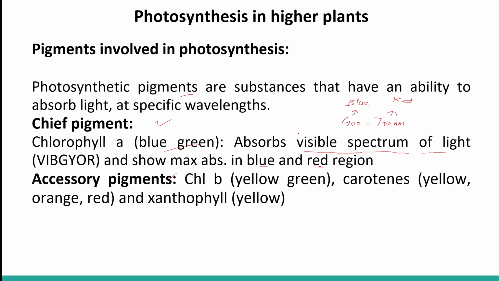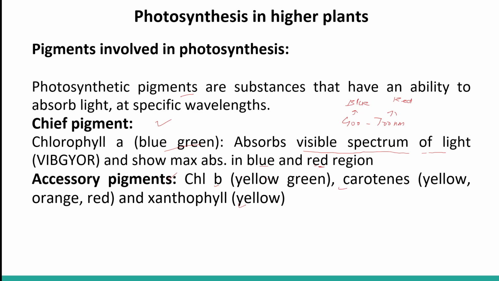And along with this chlorophyll A, which is the major pigment, some accessory pigments are also present. Some of the accessory pigments are chlorophyll B, which is yellow-green in color. Another one is carotenes, which are yellow-orange or red in color. And then we have the xanthophylls, which are yellow in color.